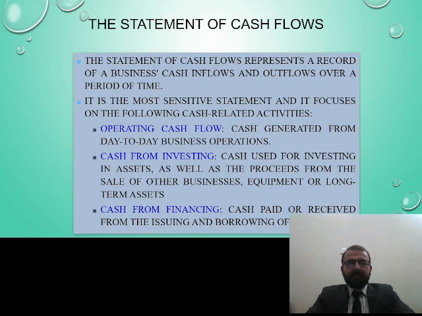Cash from investing is cash used for investing in assets as well as the proceeds from the sale of other businesses, equipment, or long-term assets. Cash from financing is cash paid or received from the issuing and borrowing of funds.